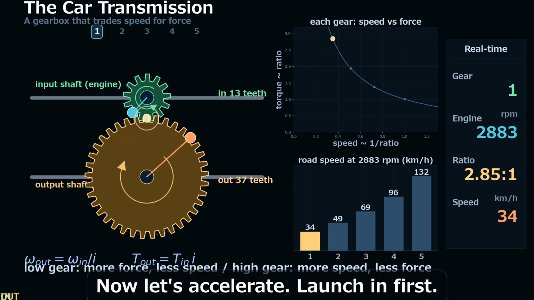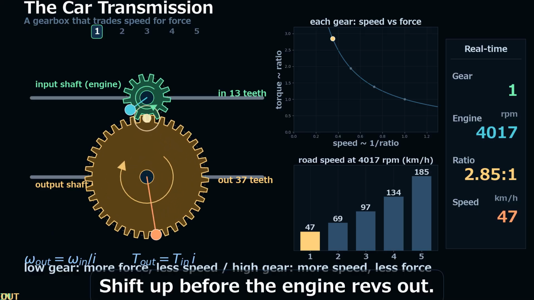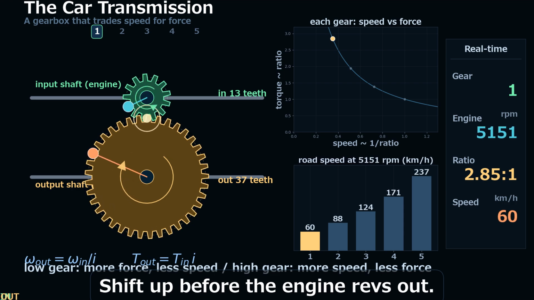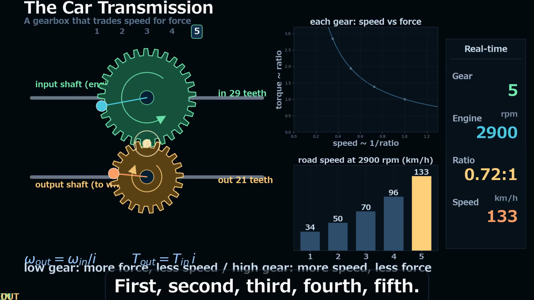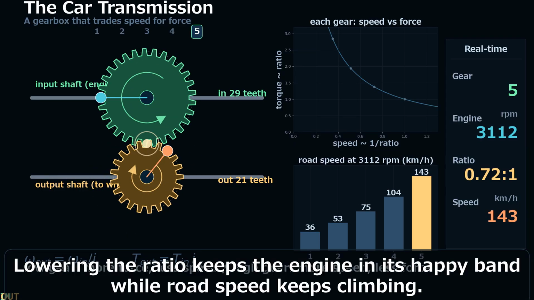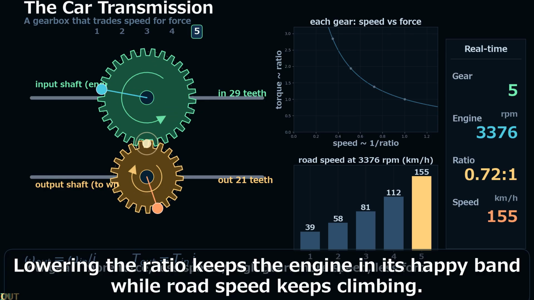Now let's accelerate. Launch in first. Shift up before the engine revs out. First, second, third, fourth, fifth. Lowering the ratio keeps the engine in its happy band while road speed keeps climbing.